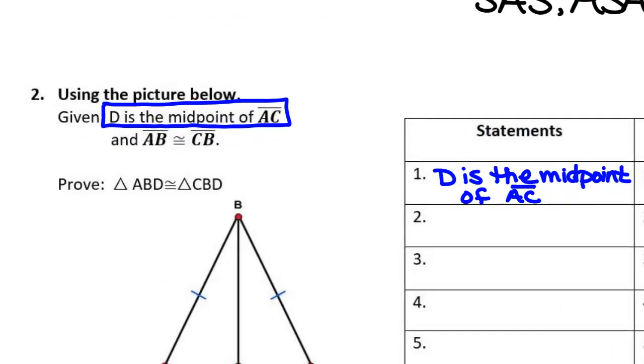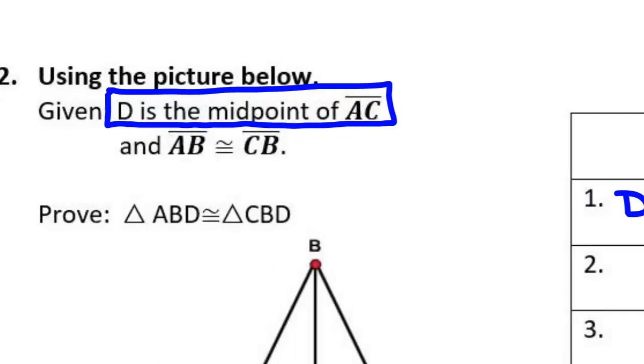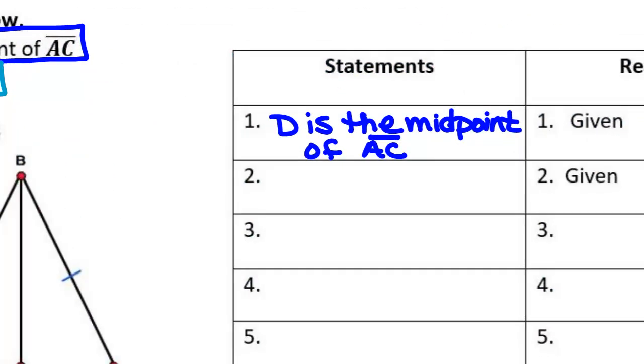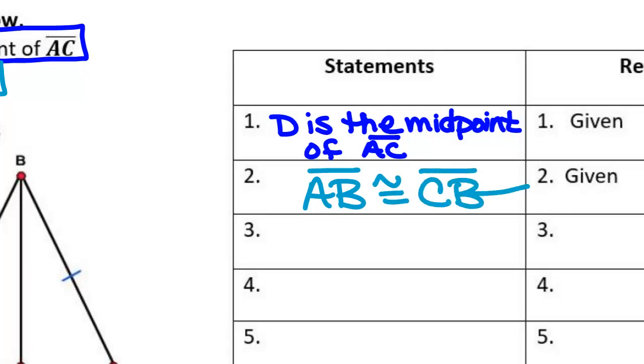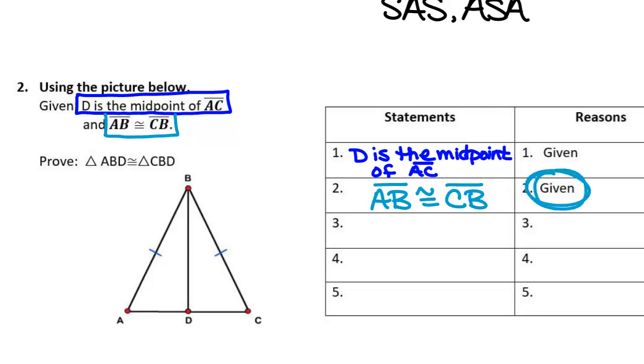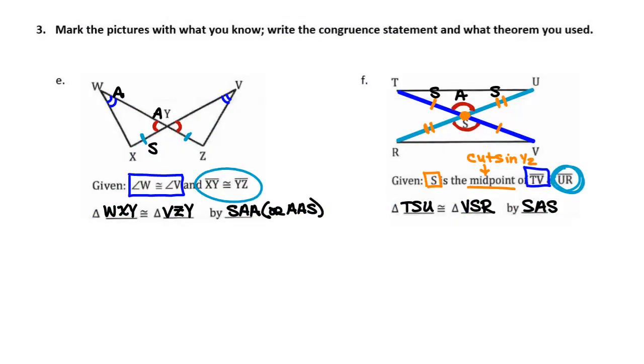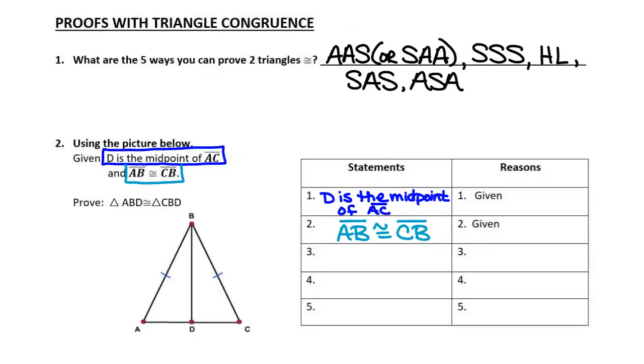Was there anything else that was just given? AB is congruent to CB, so I have to add that in here. AB is congruent to CB. And again, we're allowed to say that because it is given. When I'm writing a proof, unless it has 2 boxes where they already printed given in it, I usually put all my given information in one box here. So they had 2 boxes for the given. If I was doing this on my own, I would fit that all up in one box.